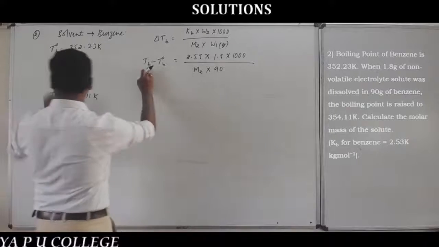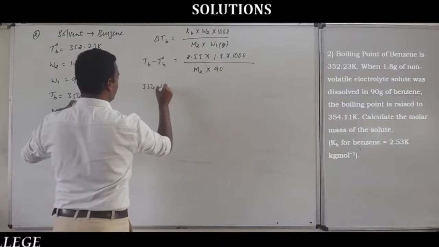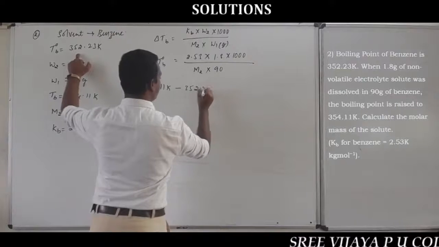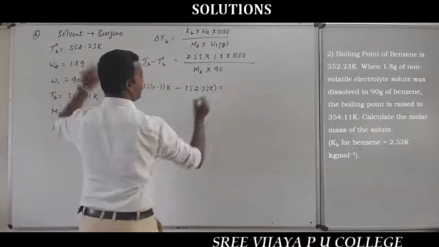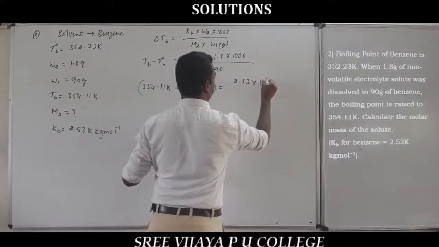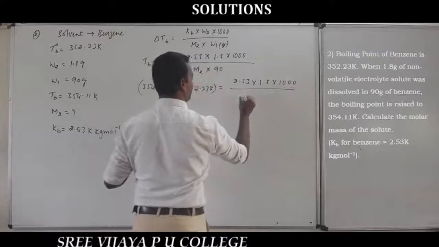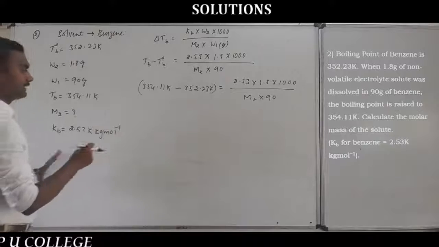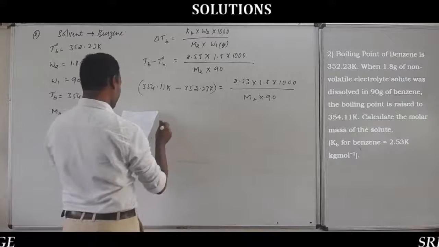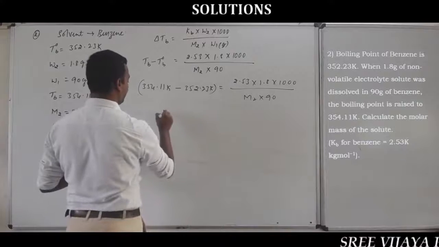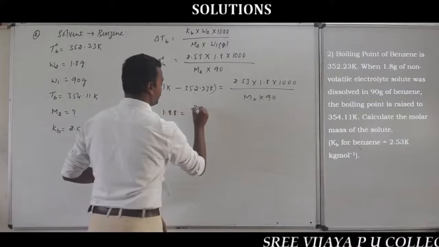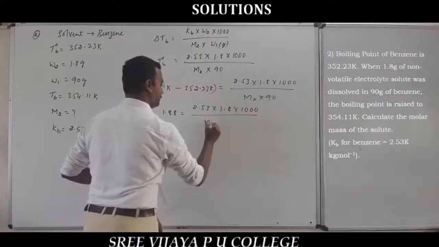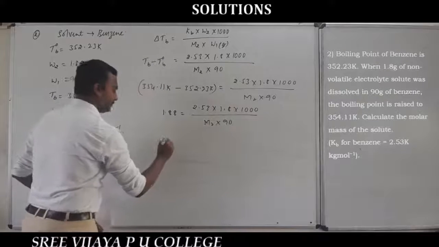So TB value is given. TB value is 354.11 Kelvin minus what is T0B? That is 352.23 Kelvin. That is equal to 2.53 into 1.8 into 1000 whole divided by M2 into 90. So the difference is 354.11 minus 352.23, that is about 1.88. 1.88 is equal to 2.53 into 1.8 into 1000 whole divided by M2 into 90. Therefore M2 we have to calculate.